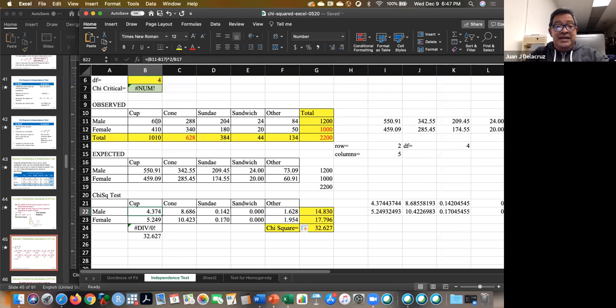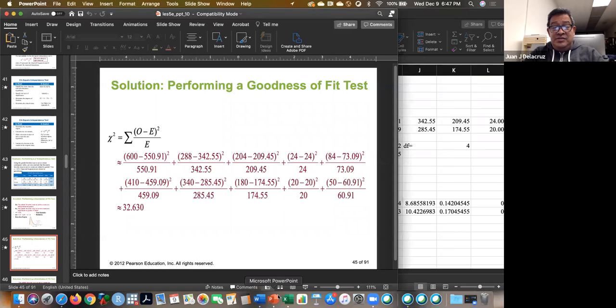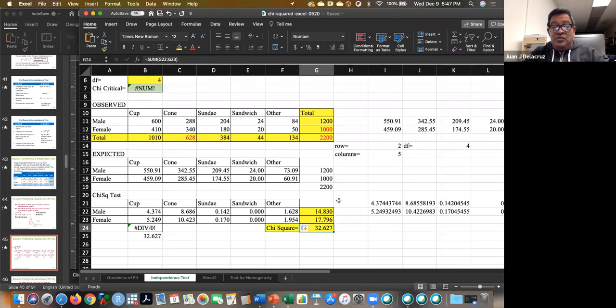This is B11 times B17. The one in the bottom is B12 divided by B18. I just dragged it and I was good. Then I highlighted the two of them, dragged them to the right, and I found the value. So my chi-square, let's check the value here. Yeah, it's 32.630. So we are good here.